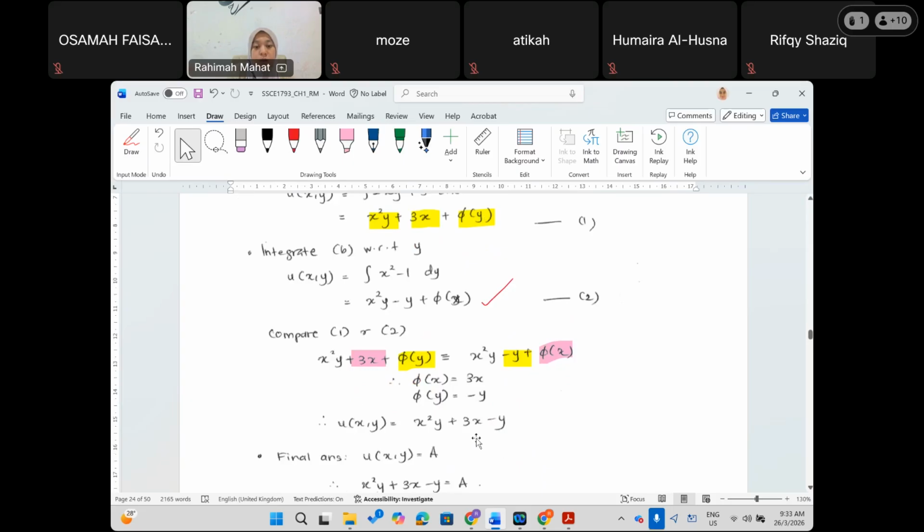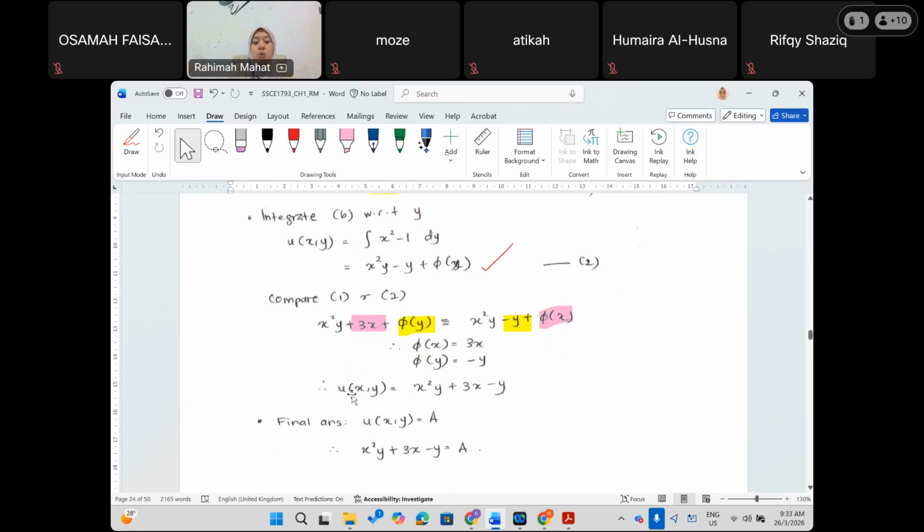Okay, similar. So your final answer, u(x,y) is equal to x squared y plus 3x minus y. So this is the final answer. You can use any method, method 1 or method 2, to get the answer.